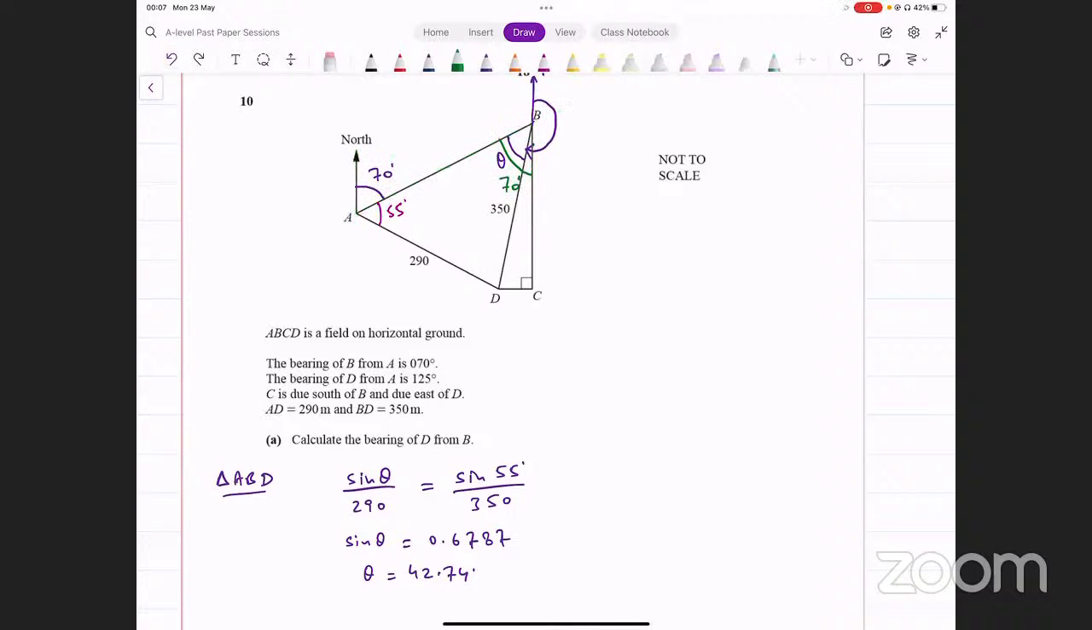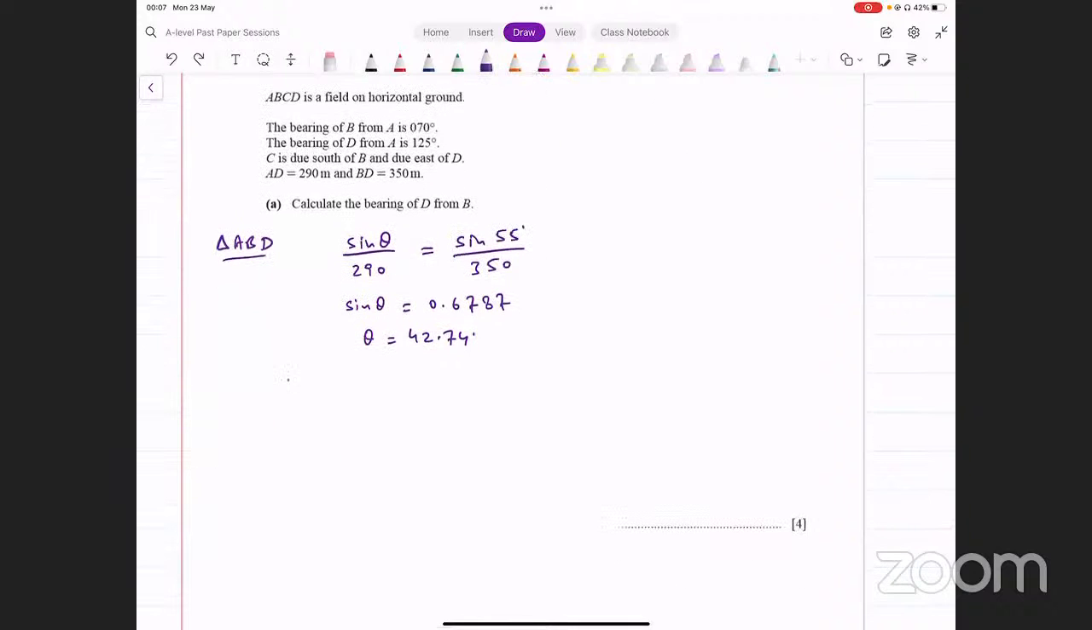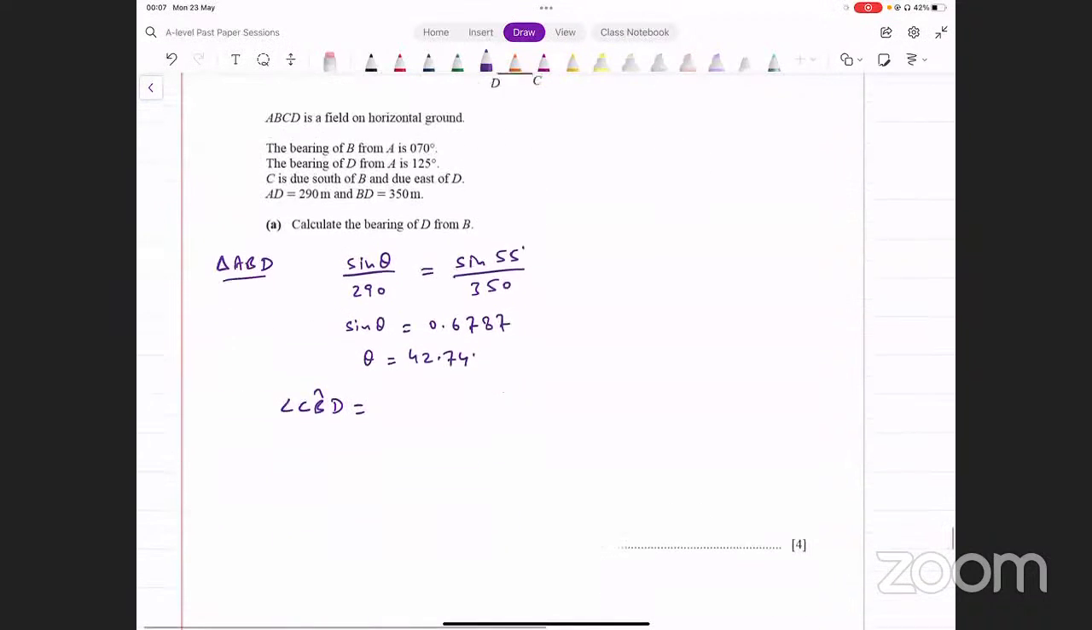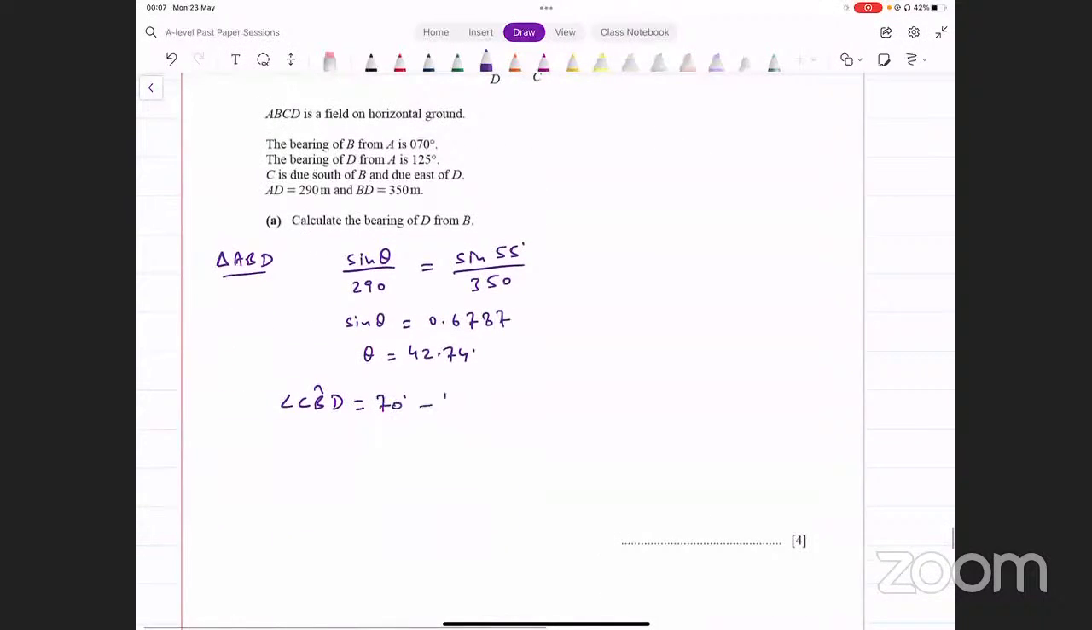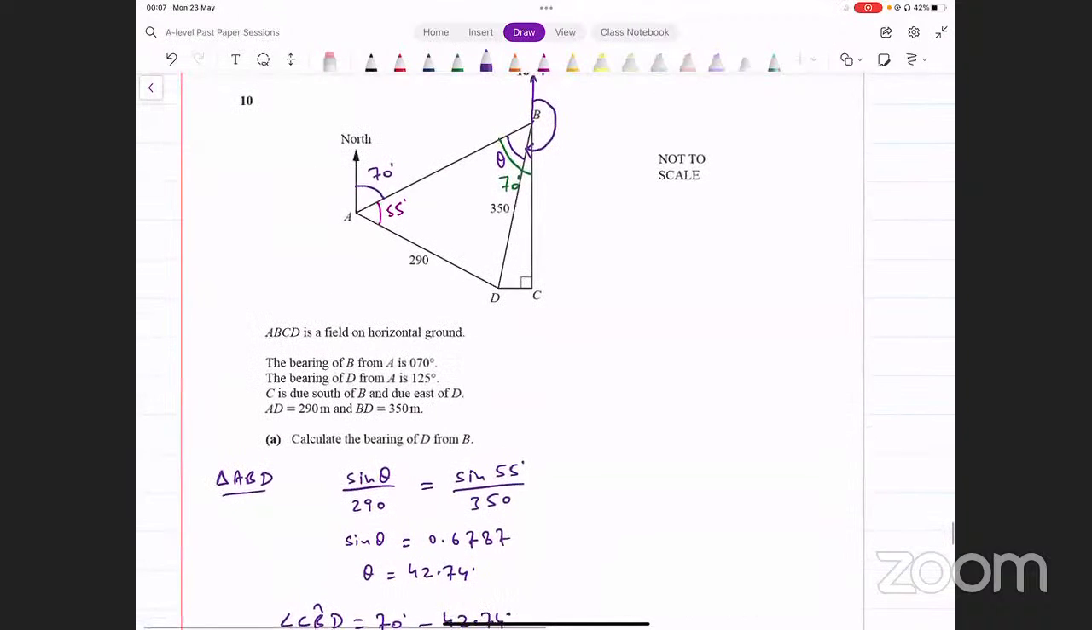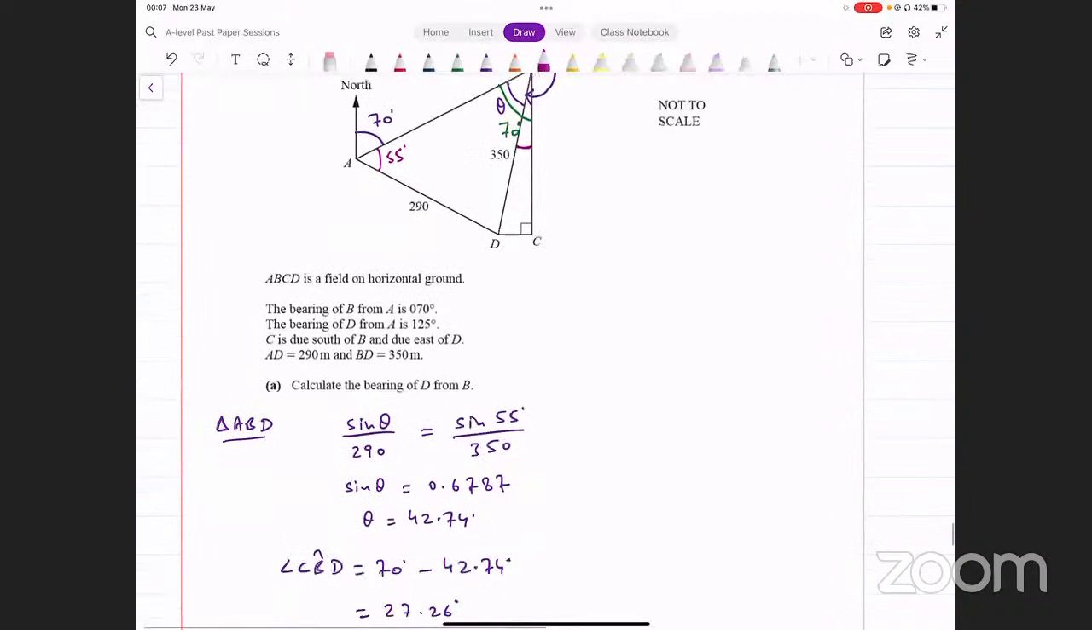If this complete angle is 70, how do we get angle CBD? The angle CBD is going to be 70, that's the total angle, minus 42.74. Let's see what that gives us. That's going to be 27.26 degrees. So we have this angle, the angle CBD, and it turns out to be 27.26.